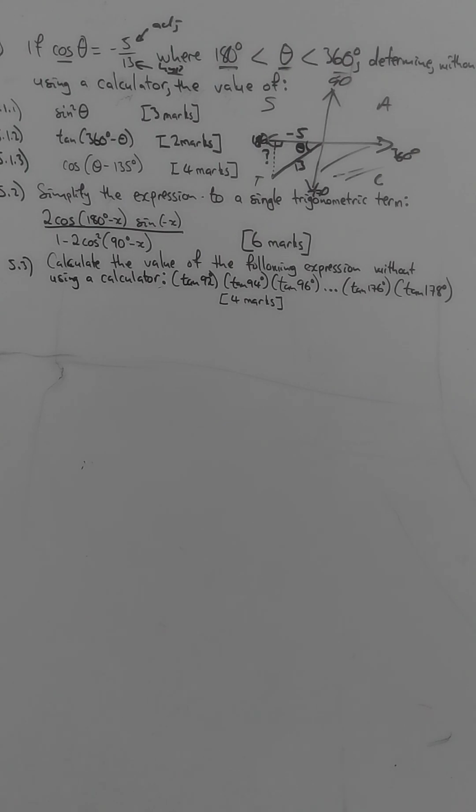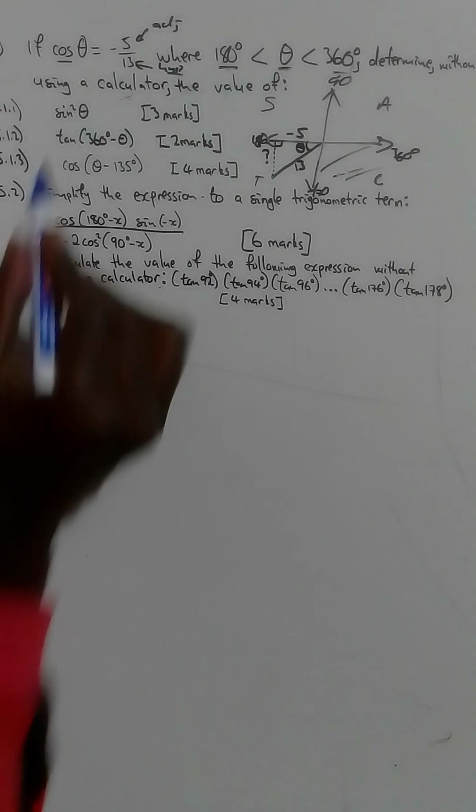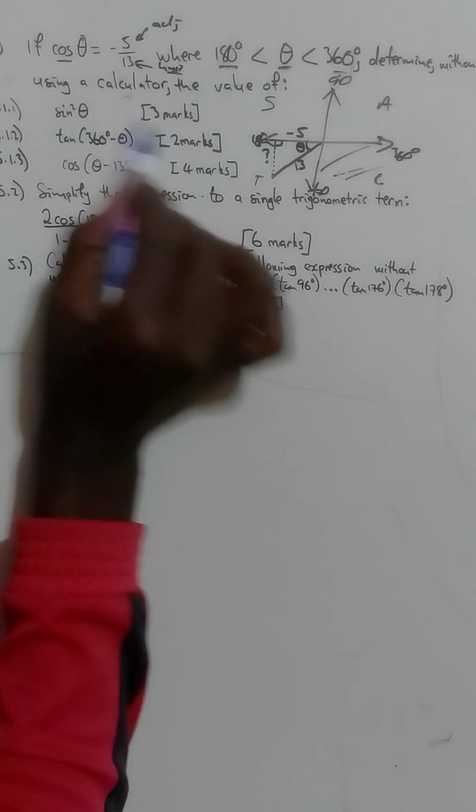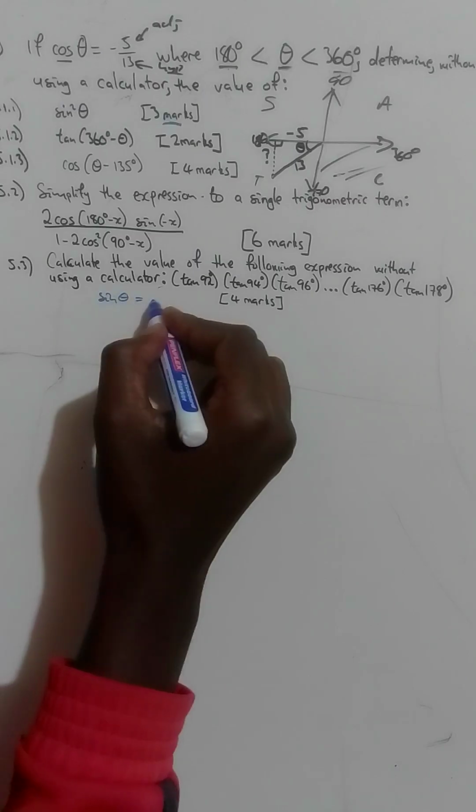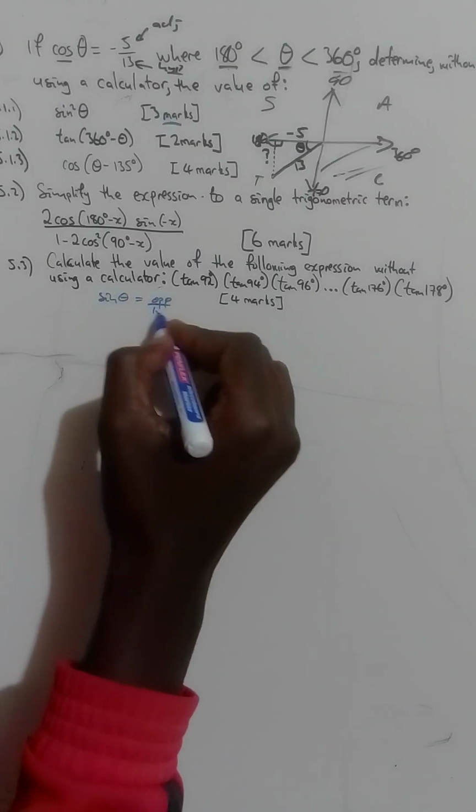All right, so very, very key. We've been told that we must work with the following without using a what? Without using a calculator, right? So now they want the value of sin squared theta, and it has 3 marks. Now what do we know about sin theta? We know that sin theta is equal to opposite over hypotenuse.